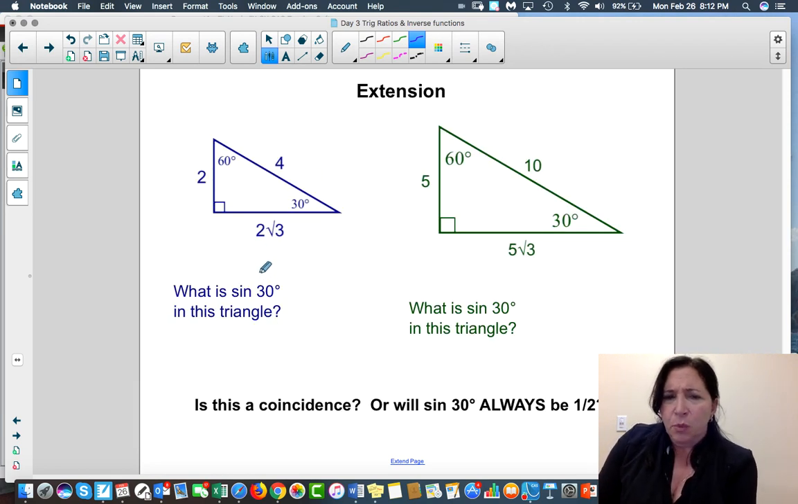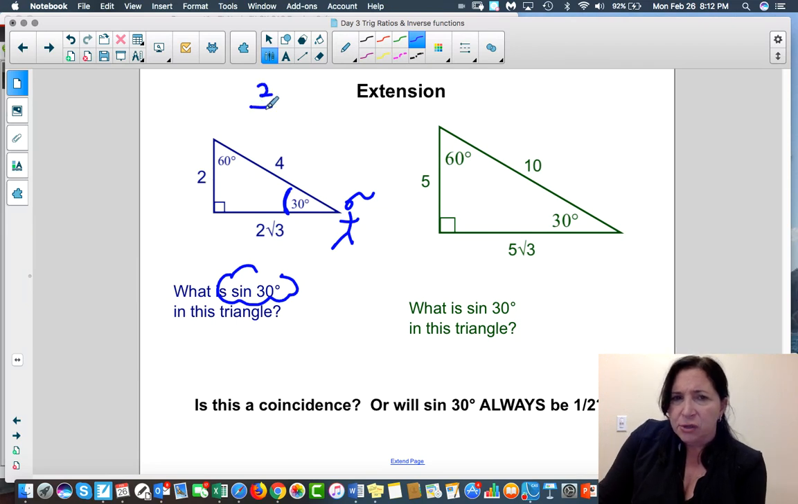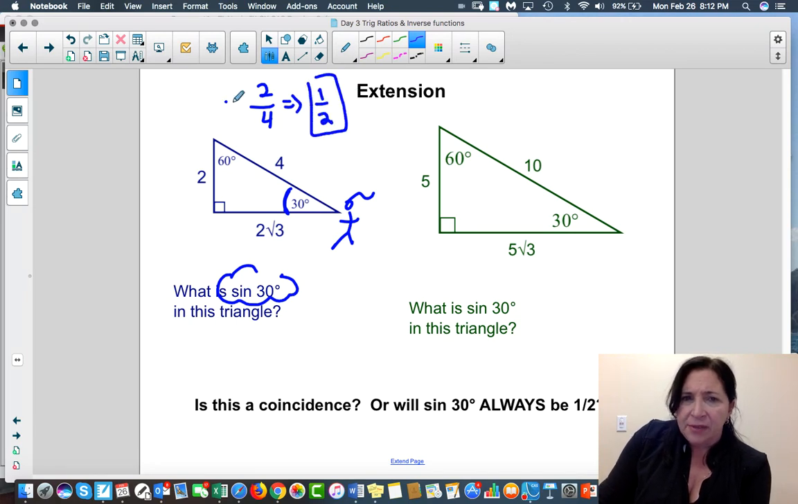So a couple of other things. Let's say, what is sine of 30? Well, let's say we put ourselves here at 30 degrees. Okay, there you are, or there I am. Sine, remember, is opposite over hypotenuse. So this is 2 over 4, which does reduce to 1/2. Okay, and this is what we got when we found sine of 30 degrees.